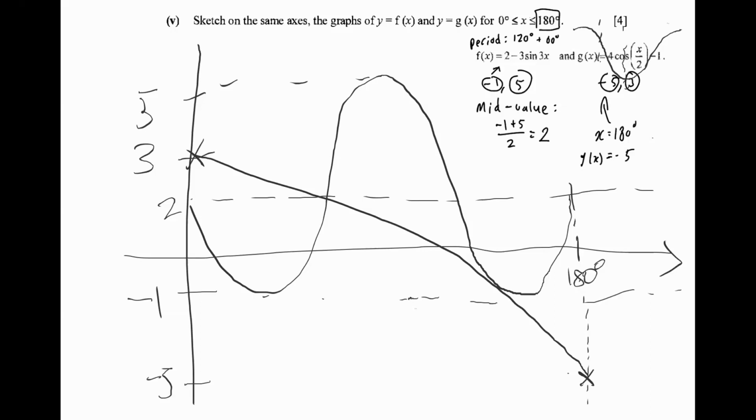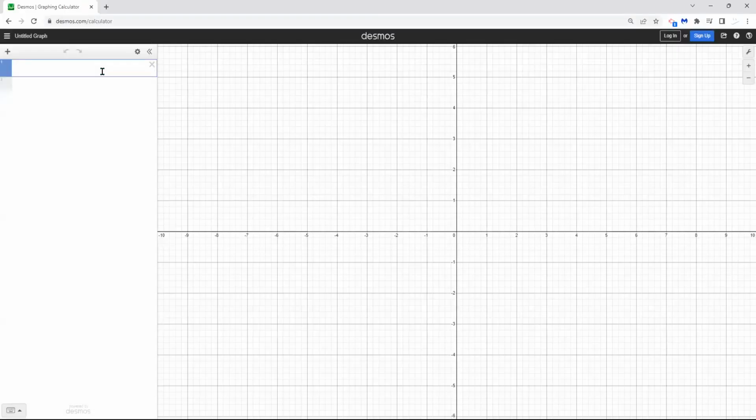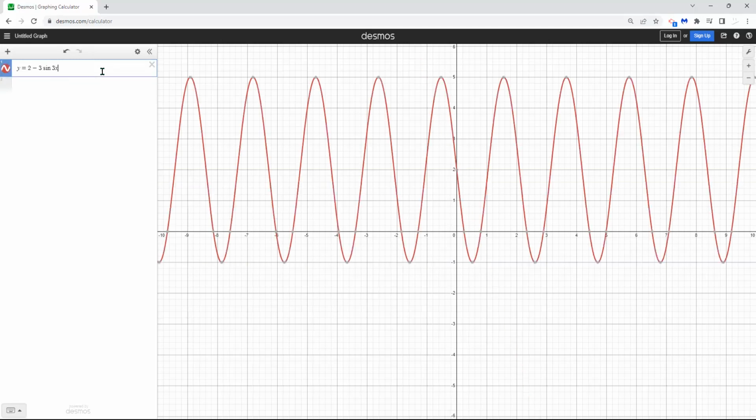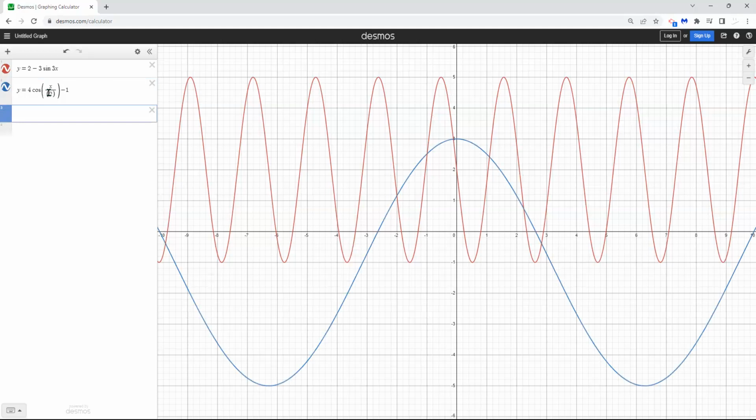Okay, sent already. Do you want to see the exact graph on Desmos? Okay. Yeah, let's do that. So let me share the correct screen first. Okay, let's type out the graph. So what we have is y equals 2 minus 3 sine 3x. That's the first graph. And then we have another, y equals 4 times cosine of x over 2 minus 1, like this. Why so many brackets? Let me make it look nicer. x over 2 like this.